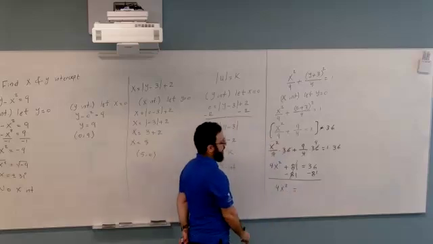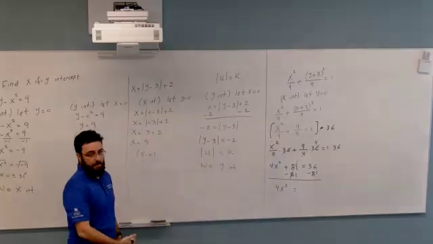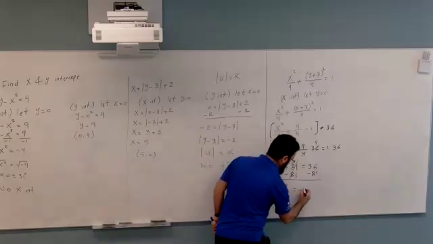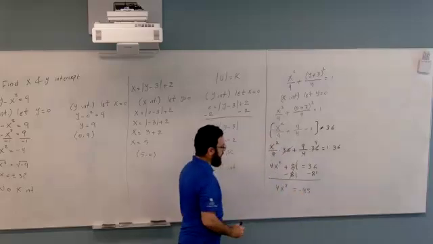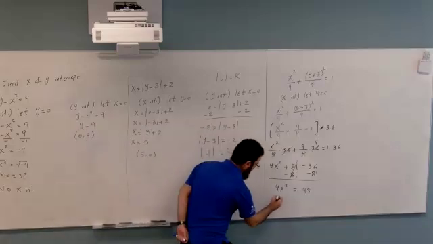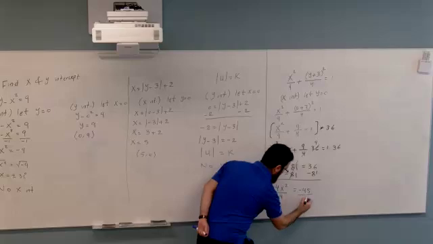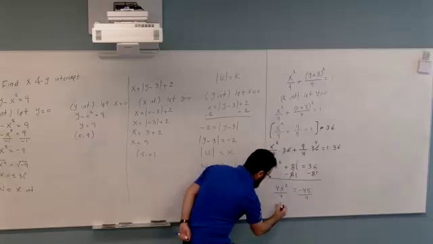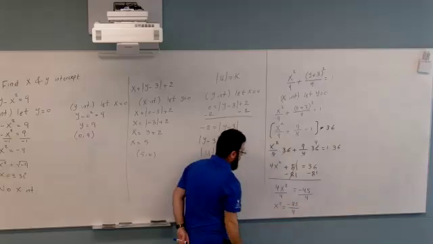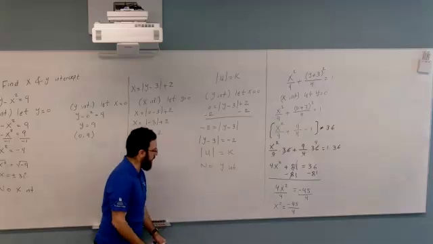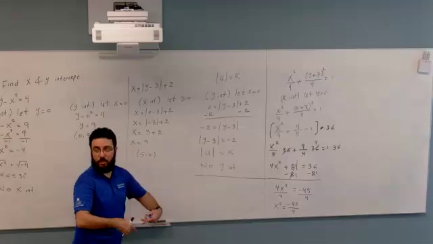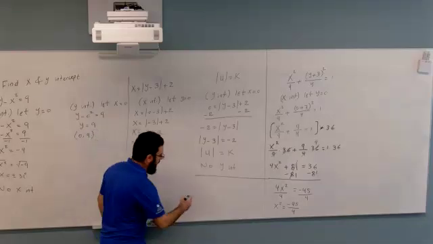Equals what? Negative 45. Next step. What am I going to do? Divide by 4. So x squared equals negative 45 divided by 4. Keep it like this. Now divide. Now the next step: take the square root of both sides.